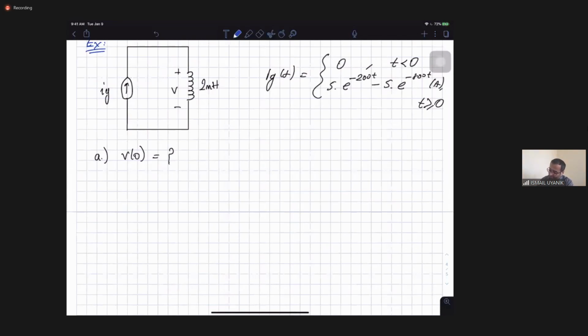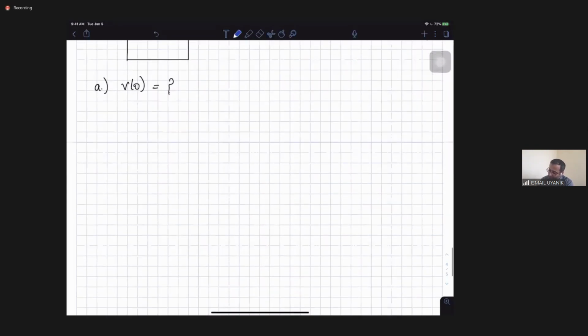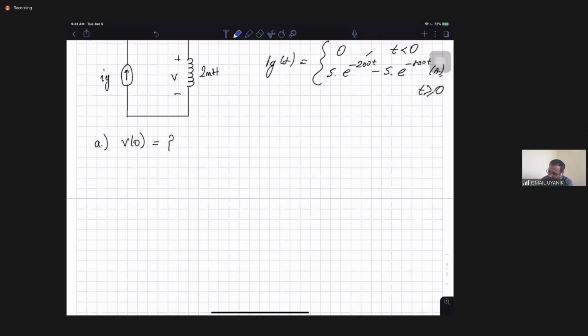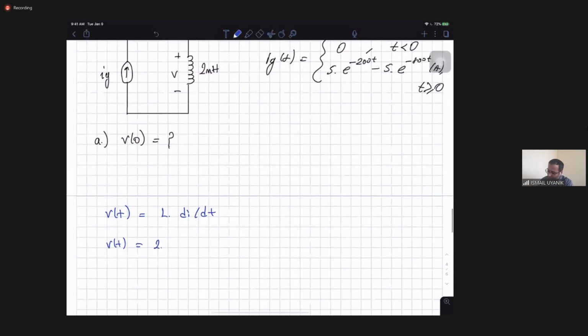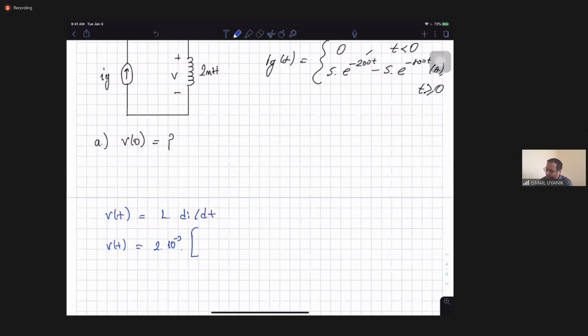So we know V of t is L times di over dt. That is something we know, and then I will just put in the numbers. L is 2 millihenries, which is 2 times 10 to the minus 3 henries. And then what is di over dt? Before t is equal to 0, I don't even need to calculate anything. It's just 0. But after t is equal to 0, what is the derivative of this thing? So I will just calculate the derivative here.